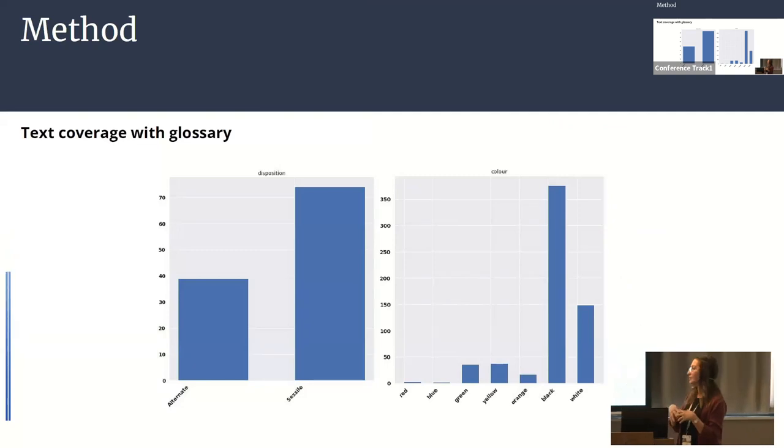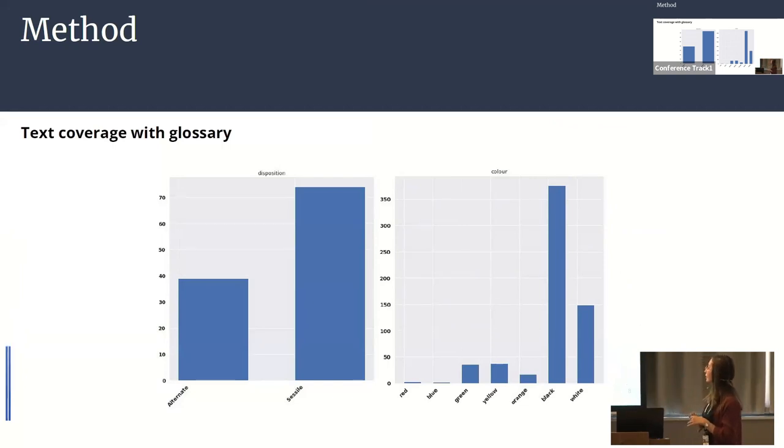After creating the data set, we can analyze the occurrences of the terms according to the classes in our text. We can see that some classes are less represented than others. For instance, the class color here is represented by more words, and those words have more occurrences than the words associated with the class disposition. But this is only using the glossary, and this is where it will be helpful to train our model on this data, in order to learn more words for the class disposition and for the class color also.